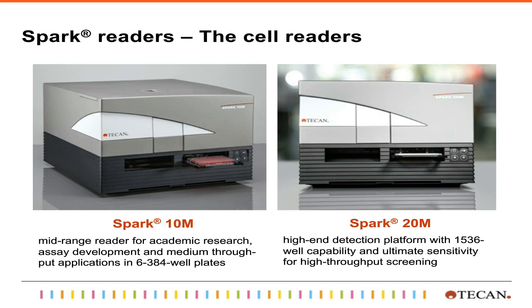So here we have the Spark reader family, the Spark 10M on the left side and the Spark 20M on the right side. There is no strict separation line between these two readers. You could say that the Spark 20M is sort of the big brother of the 10M. It's more of a high-end detection platform with a 1536 well reading capability, improved fluorescent sensitivity for high-throughput screening applications, while the 10M is more of a mid-range reader for academic research, for assay development, and medium throughput applications in 6 to 384 well plates.